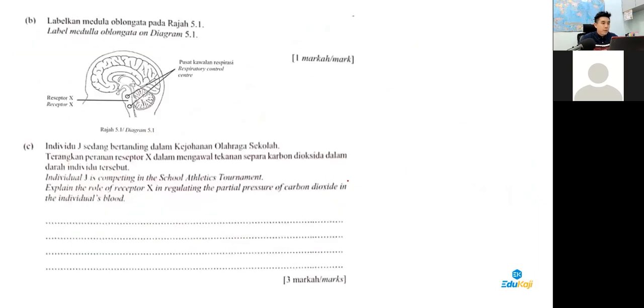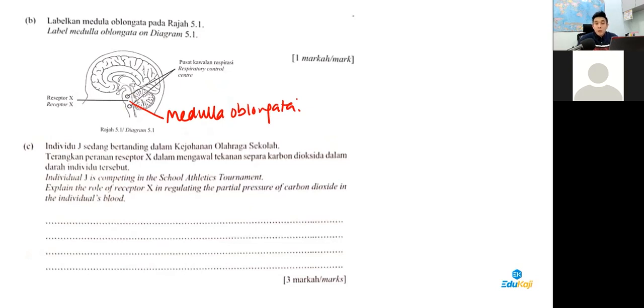Still quite straightforward so far. Okay, B. Label the medulla. Medulla is right after. Oh no, the medulla is here. Actually, this whole thing is the medulla. You can just label medulla oblongata.